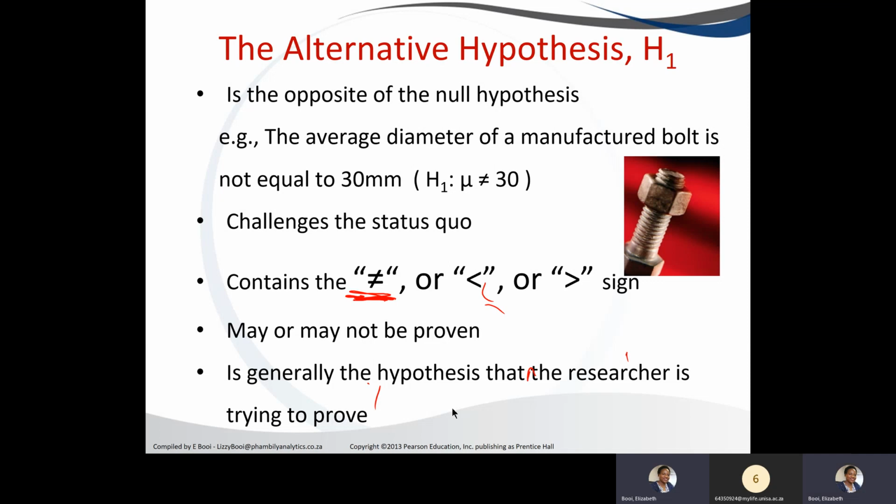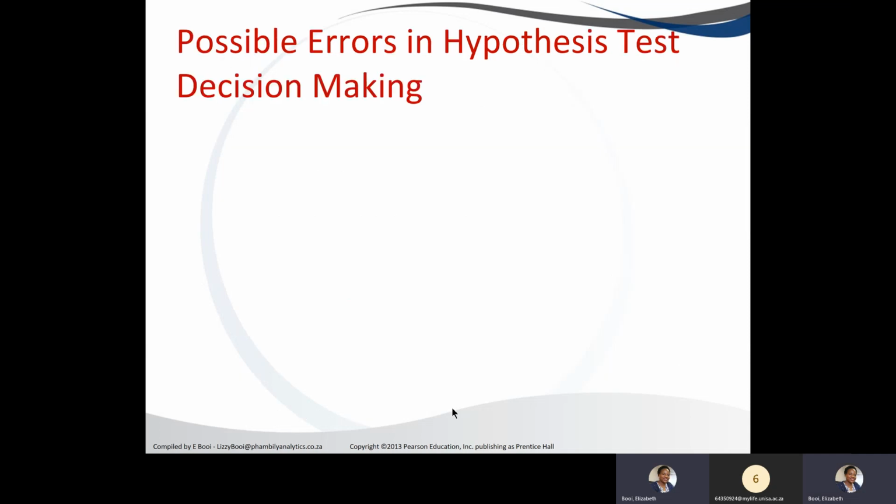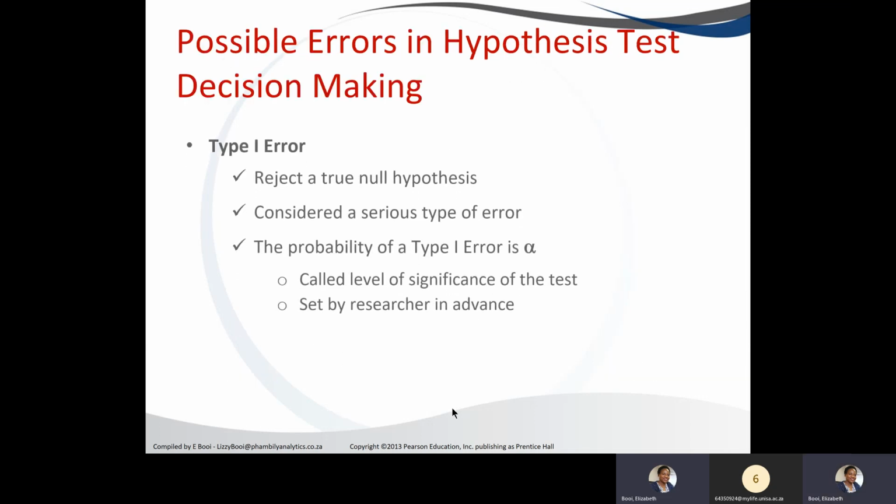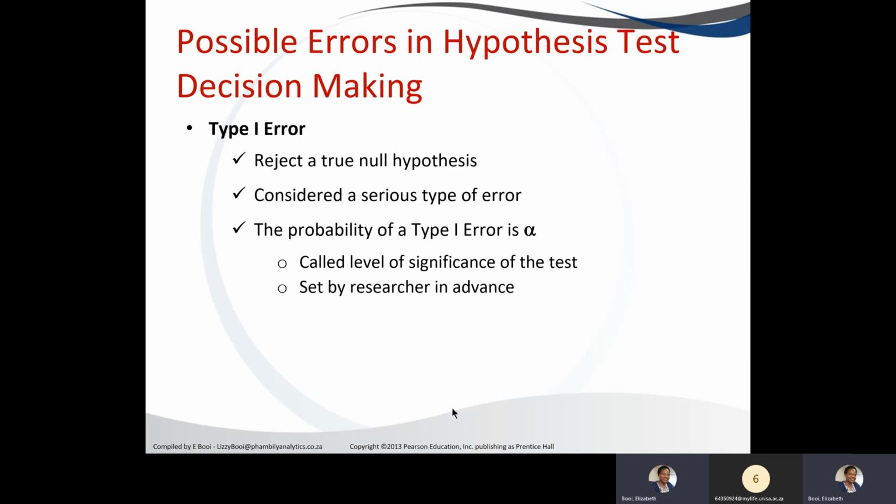Okay, so when we make a decision based on the null hypothesis and the alternative, there are certain errors that can also happen when we make those decisions. The first error that can happen is what we call type 1 error. With type 1 error, it is when we reject the true null hypothesis, and it is also considered a very serious type of error. And it is denoted by alpha, which is our level of significance. And this is always set at the beginning by the researcher.